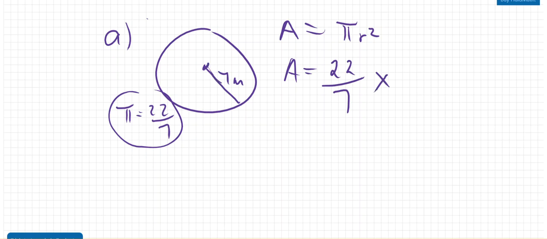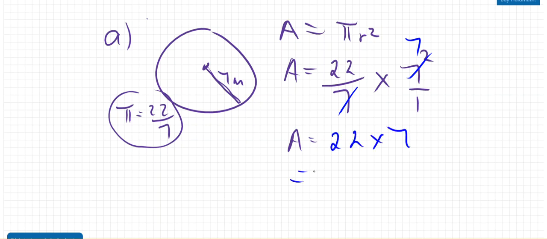Now this line here is half my diameter. It's not a full line, so that is my radius. So 7, and I square that. So now I just simplify this. I've got a 7 on the bottom and a 7 on top. If it helps, write 7 over 1 so you can see that more clearly. So cancel that, the 7 is gone, and that becomes just 1. So I'm left with 22 times 7, which leaves me with 154 meters squared.